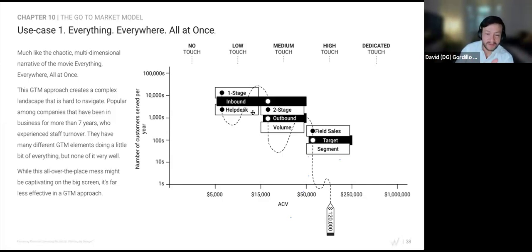So just out of curiosity, because this is one of the most common ones that we see, I just want to see a show of hands if you have ever encountered this in your career, meaning a company that has all-over-the-place go-to-market motions in marketing, sales, and customer success. Just by show of hands.